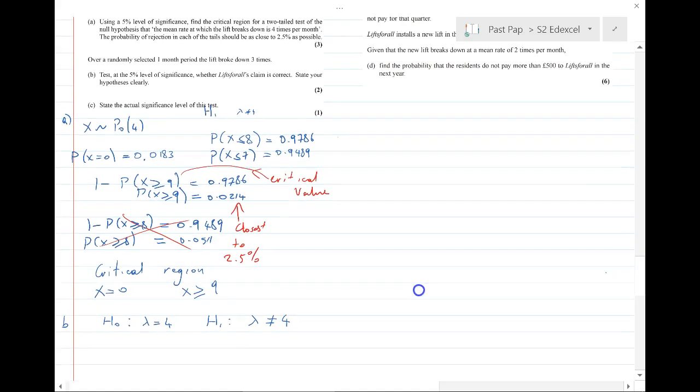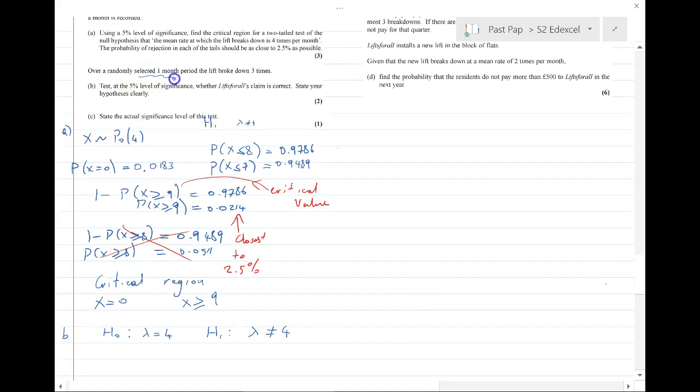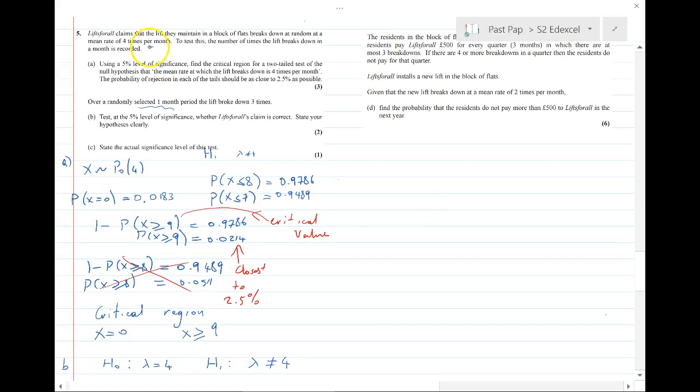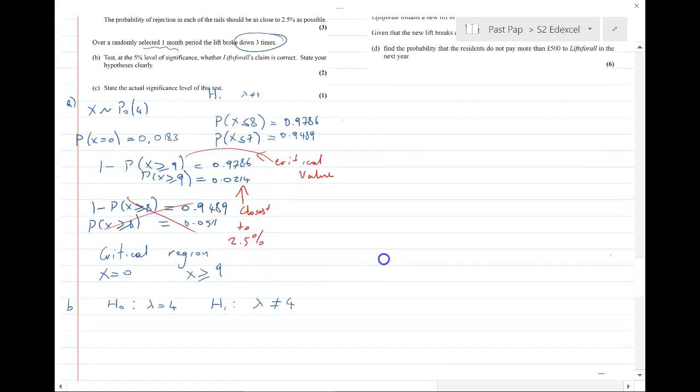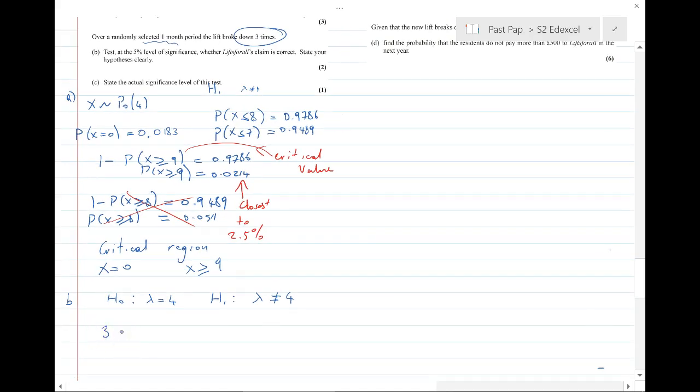Okay, so the key here, it says on a randomly selected 1 month period, the lift broke down 3 times. I just checked that our period's the same, but yes, the month time mean, it broke down 3 times. Now, looking at it, we need to, 3 is not in the critical region, because we would expect it to be either 0 or more than 9. So 3 is not in the critical region.